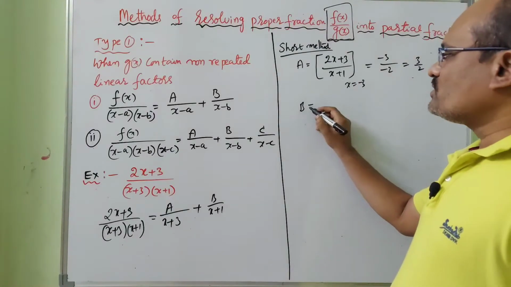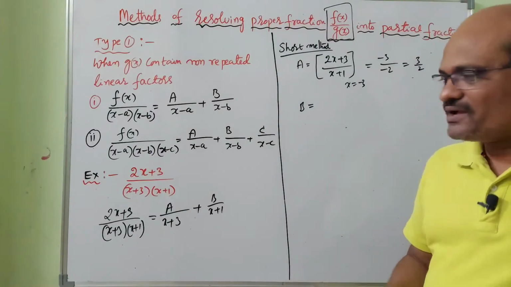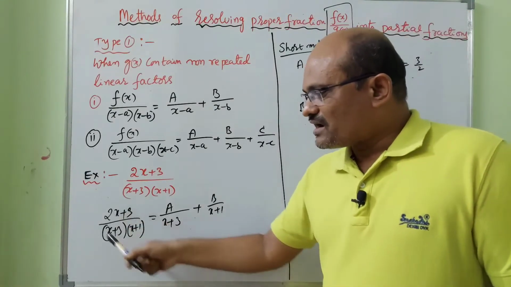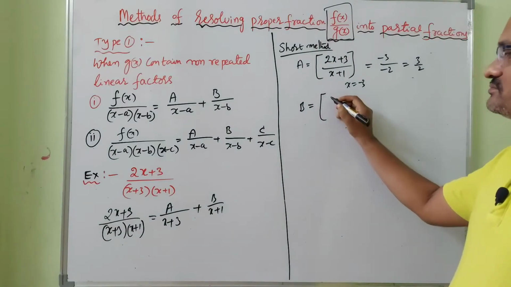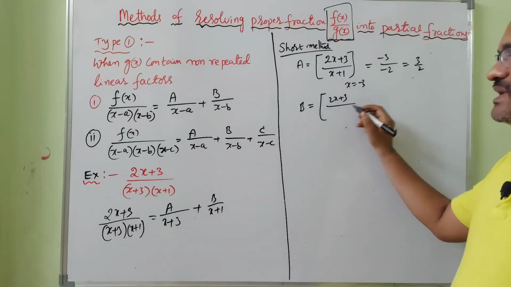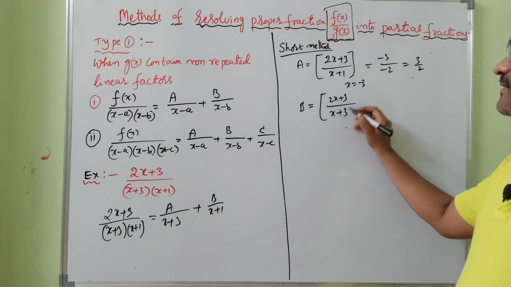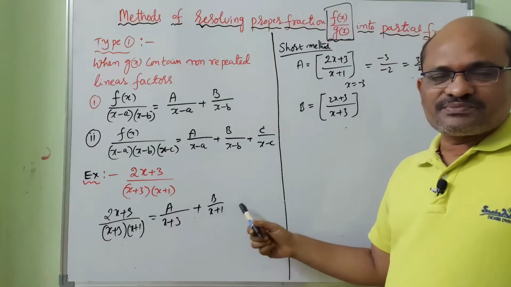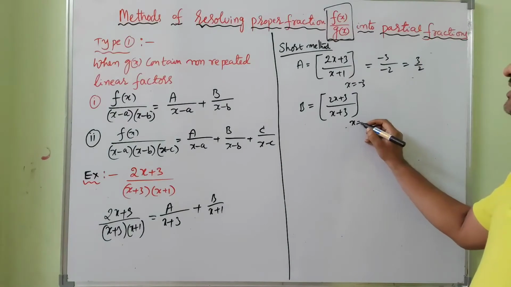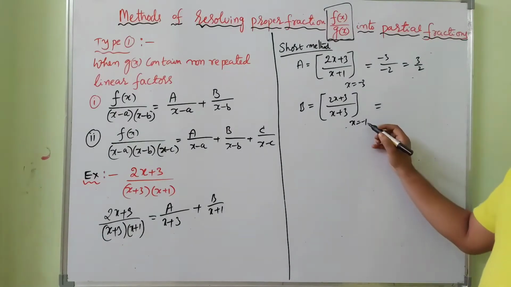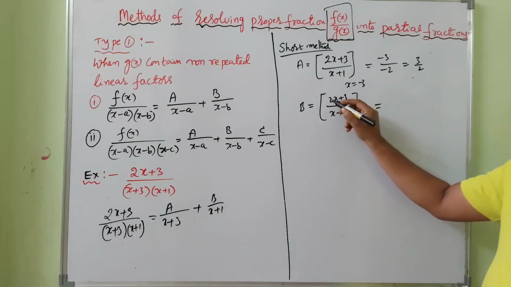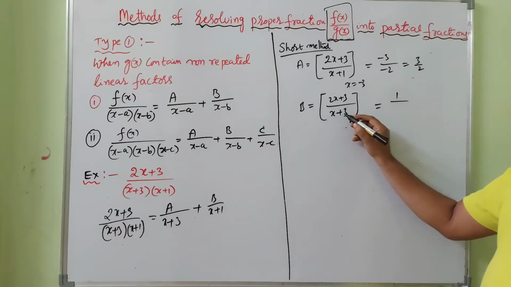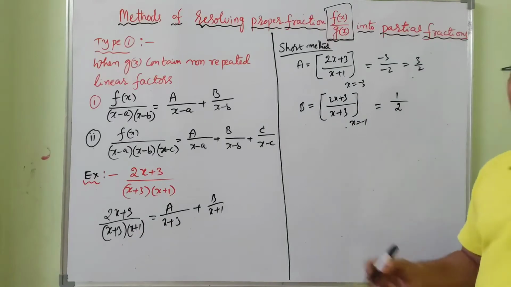Now b, how to get b? That is also a similar way. For b, denominator is x plus 1. Leave x plus 1 and write the remaining thing, 2x plus 3 by x plus 3. Now what to do? If you take x plus 1 equal to 0, x becomes minus 1. So substitute x equal to minus 1 here. When you put x equal to minus 1, what you get? Minus 2 plus 3 is 1. Minus 1 plus 3 is 2. 1 by 2 you will get.